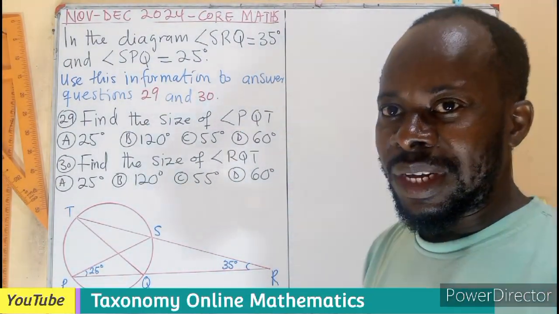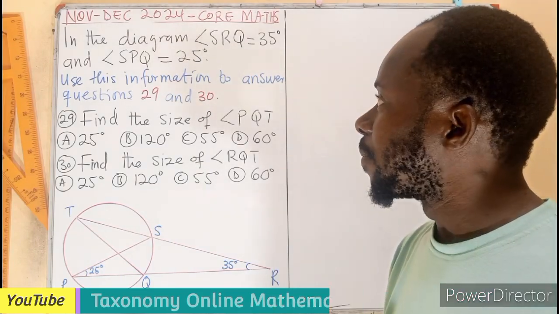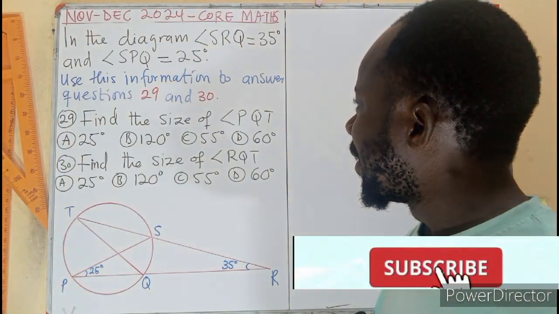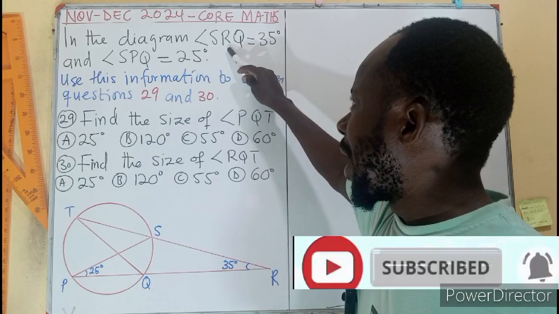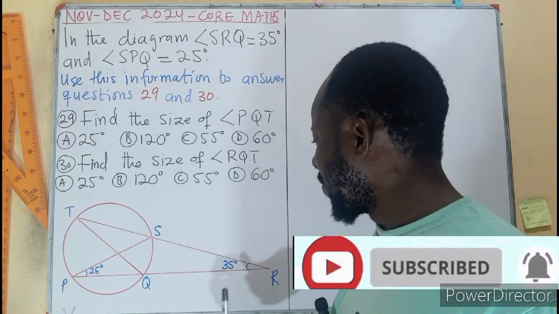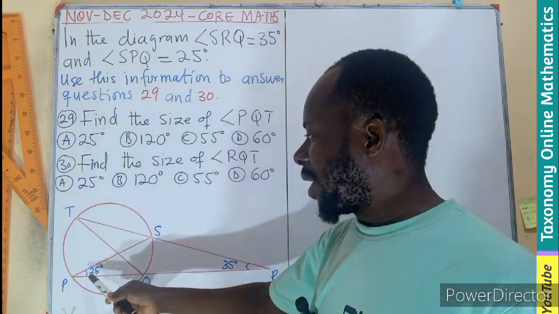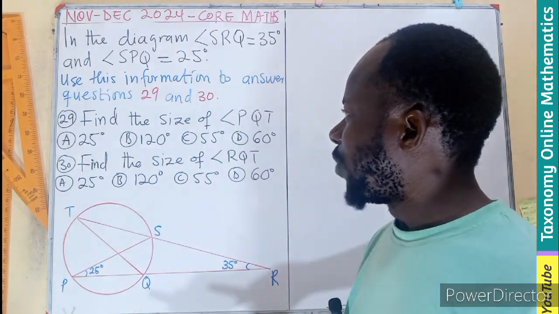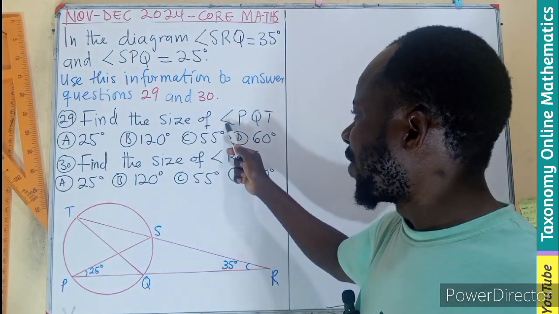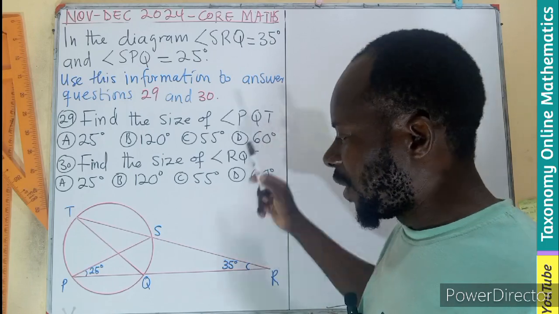Let's look at this question. This is NOV-DEC 2024. In the diagram, the angle SRQ is given as 35, as we can see here, and that of the angle SPQ is given as 25. So we are to find the size of the angle PQT.